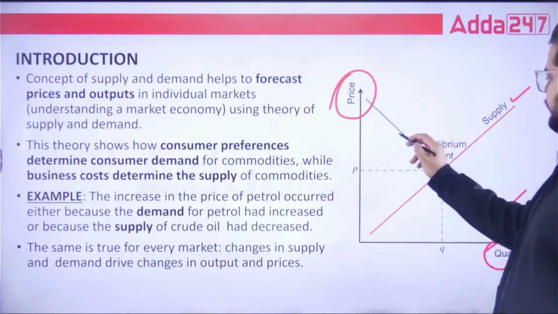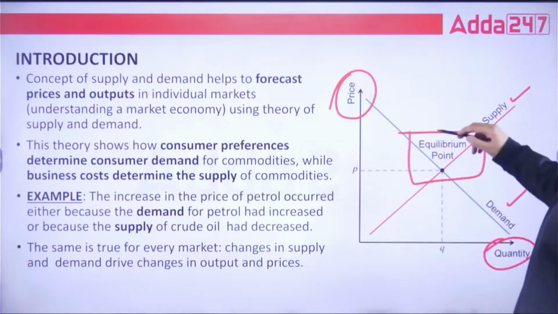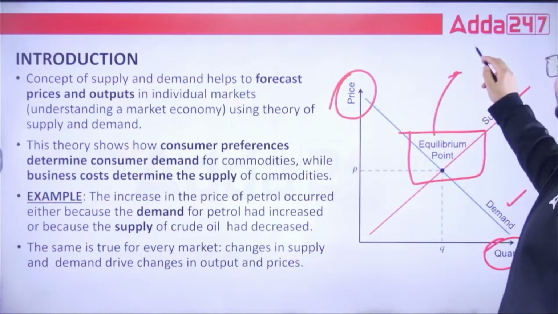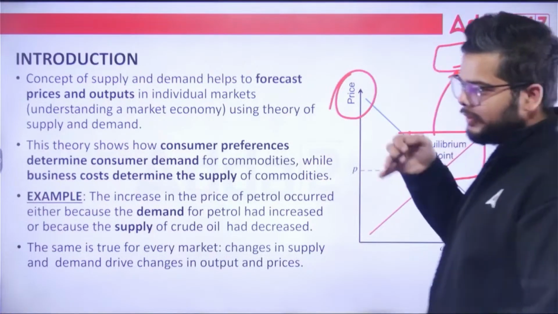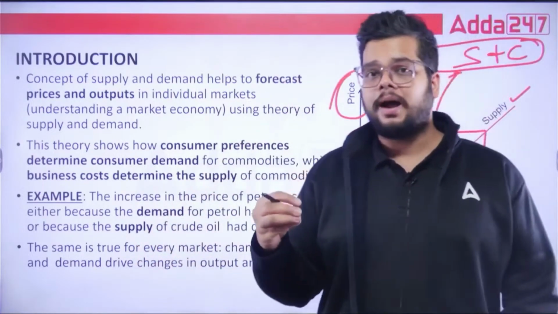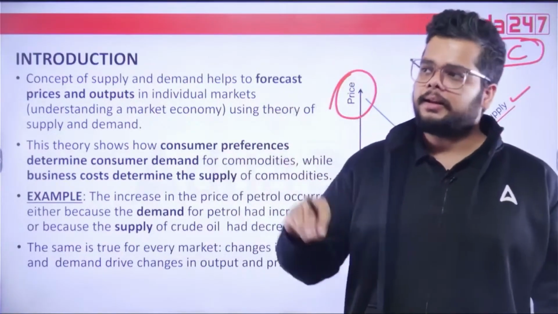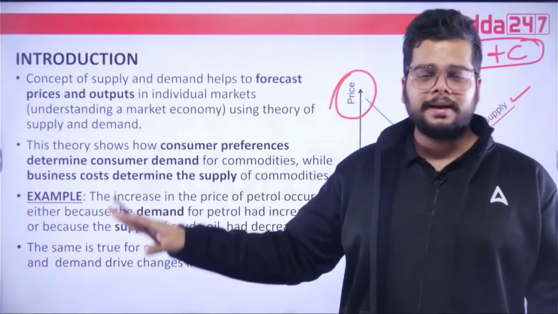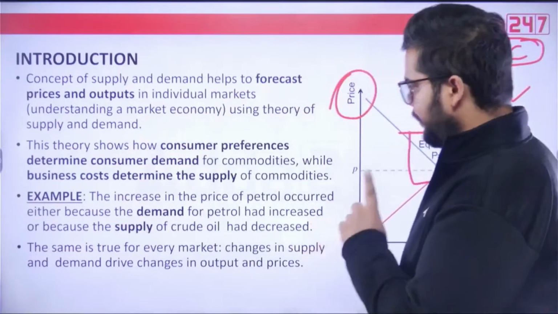And the intersection of these two graphs will be known as the equilibrium point, where the suppliers as well as customers have no specific reason to change the price or to ask for a change. No modification is required, neither from your customer end nor from your supplier side. Okay, that is the equilibrium point.